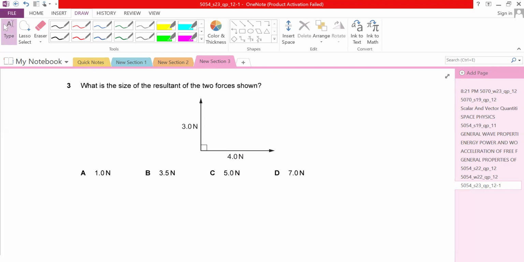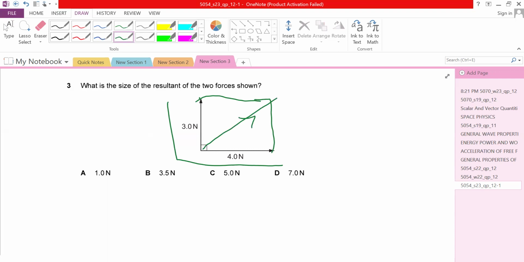Question number 3. What is the size of the resultant of the two forces? So two forces are given, 3 Newton and 4 Newton, and you have to find the resultant. You can find the resultant using the Pythagoras theorem and the head to tail rule. Let me tell you the head to tail rule first. What you have to do is to connect the tail of the resultant vector with the head of 3 and then this here. So the resultant vector would be like this and the direction would be this one.